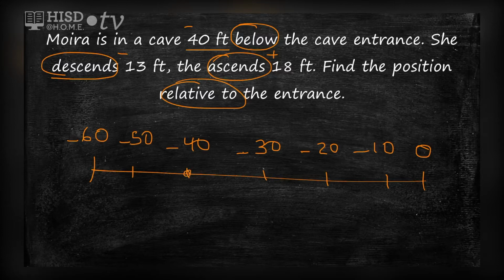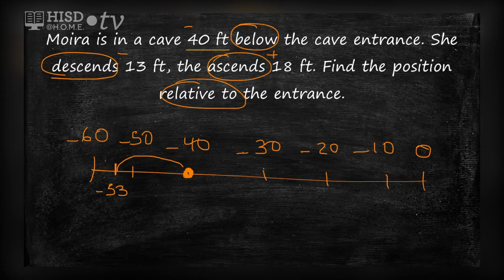So I'm gonna put my first point right here. And then since I'm descending, I'm gonna keep going to the left. I'm gonna keep going to the left 13 feet. And then I'm gonna land on this number over here, which is -53. Then it says that it's ascending 18 feet.